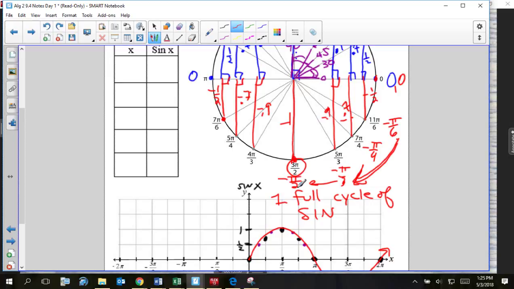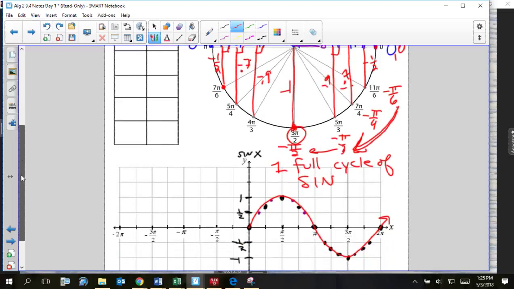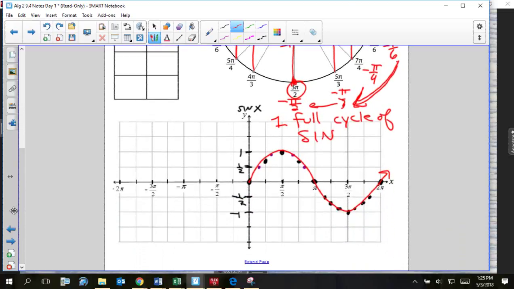So if I'm thinking about going to the negatives, negative pi over 2 is what sine value? You should already know. This is the same as 3 pi over 2. What is that sine value? That's -1. Negative pi over 2 is -1. So we're going to continue this pattern to the other side. Well, actually, I can do all of this.